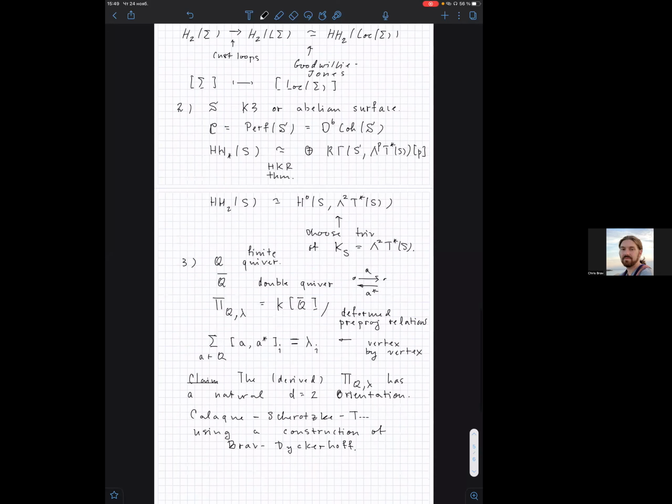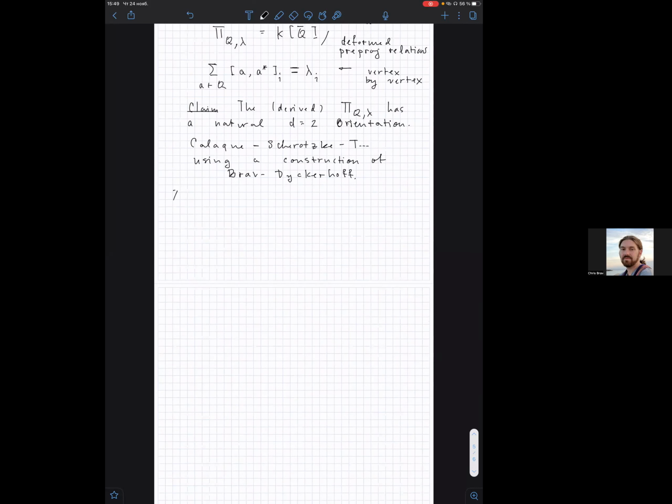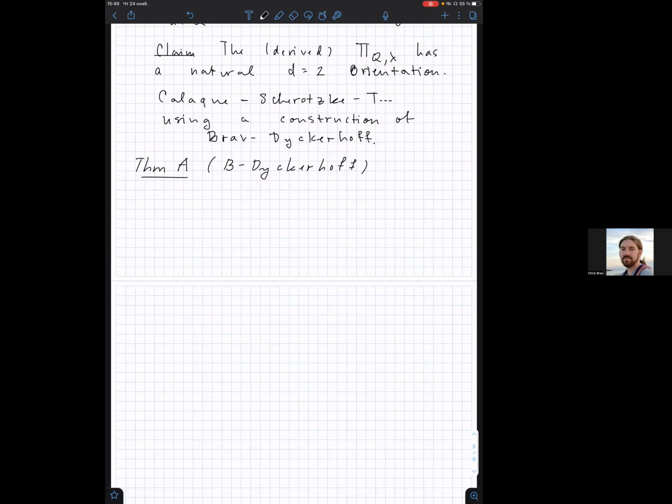And let me state some theorems now. So theorem A, let's say it's theorem A. This is with Tobias Diekerhoff. This is kind of input to the story about the string Lie algebra. So this just tells you something about the moduli space.